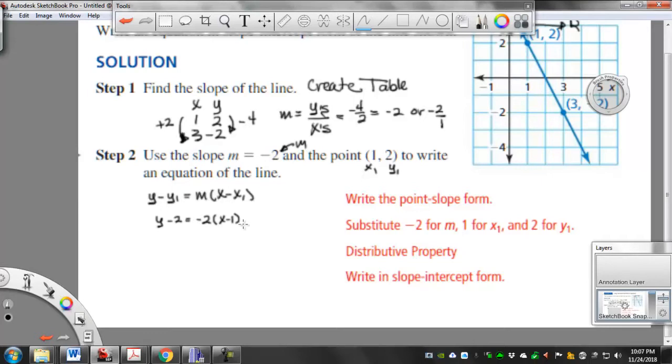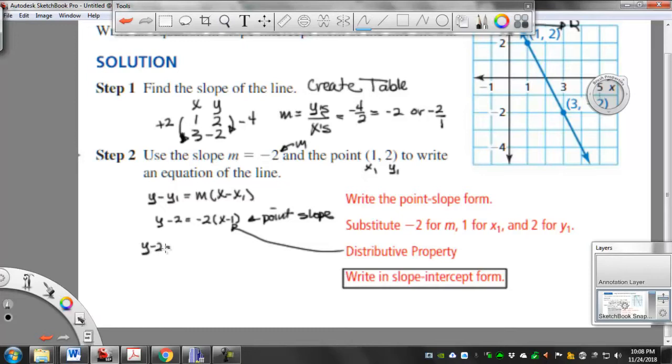Now, this is point slope form. And that's fine for point slope form, but what they want us to do is to write it in slope intercept form. So the next thing that I do is I have to distribute. So that negative 2's got to go inside. So this is going to change to y minus 2 equals a negative 2 times x is a negative 2x. And a negative 2 times a negative 1 will be a positive 2.